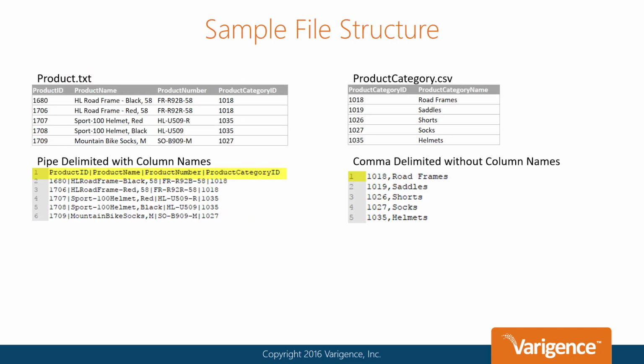So let's have a look at the sample file structure here. I created two dummy files from the AdventureWorks LT database. The one on the left hand side is a product.txt file. What I've done there is pipe delimit it, and I have included the column names in the first row. The second file is the product category file. Again, I've made it comma delimited, and I've excluded the column headings, so to speak, just so I have two different sample files.